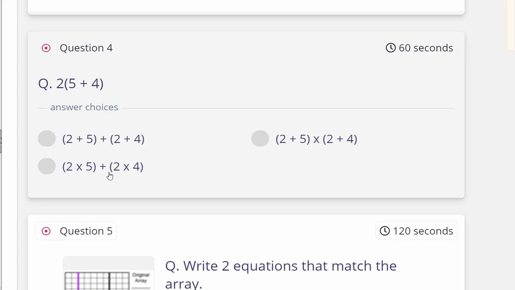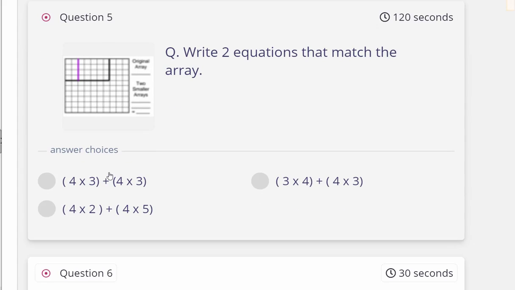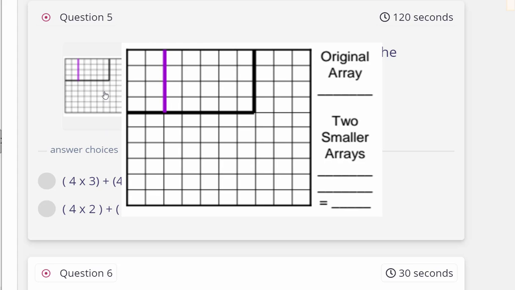Thank you, Ahmed. And to the next question, write 2 equations that match the array. Okay, this is the array, and we have here a big rectangle, and we break the big rectangle into 2 small rectangles. Okay. Abdullah Isa. I am here. Go ahead.